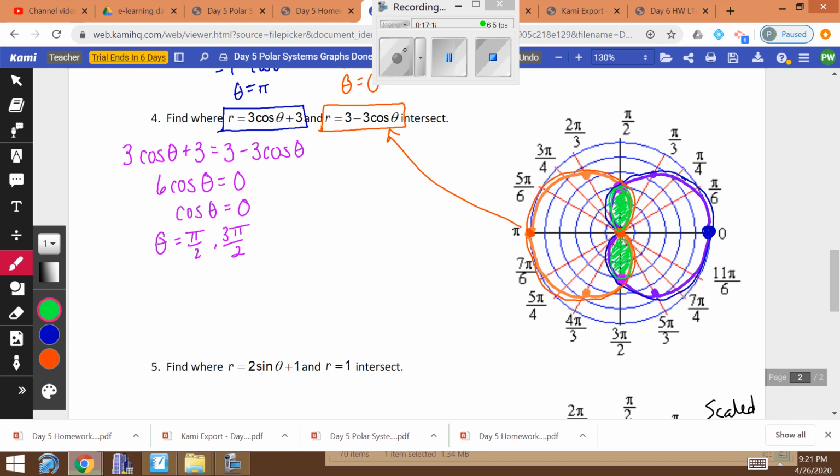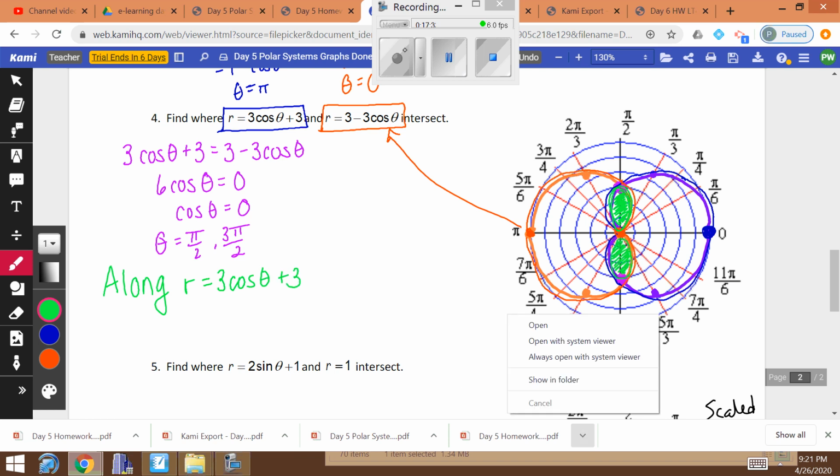So the way that we answer this, we actually have to say a different thing. You have to say that along one of the graphs. So you have to pick one. So say I picked along 3 cosine theta plus 3.